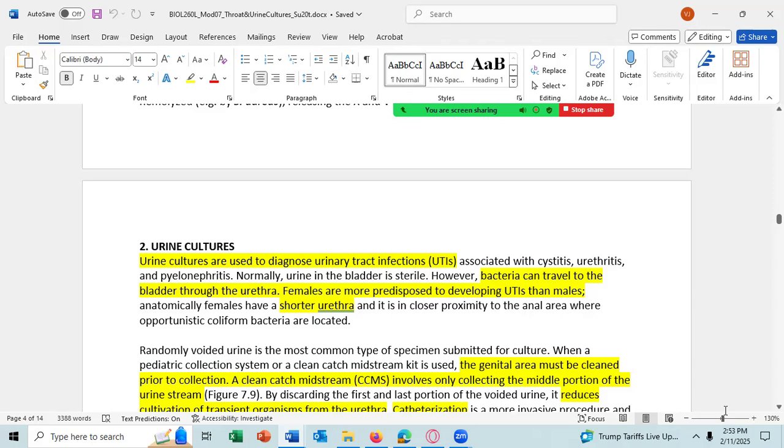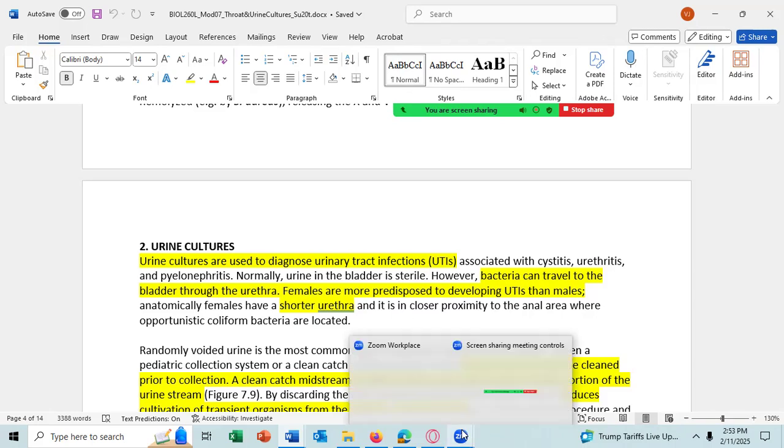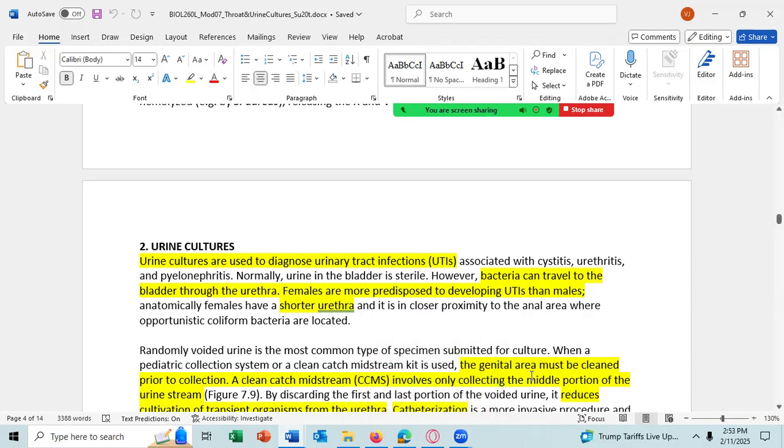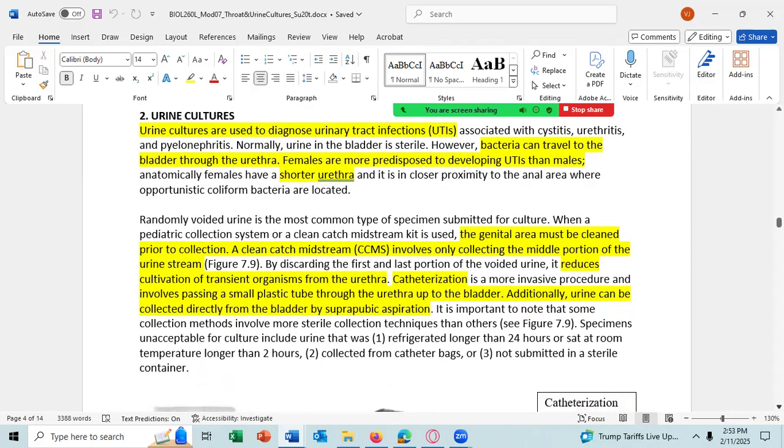To collect a specimen from urine, you clean the genital area prior to collection and then use one of three methods to obtain urine. You can use the clean catch midstream, where the patient starts urinating, and in the middle of the urine stream, they collect the urine. This reduces the cultivation of transient organisms from the urethra. Does not remove them, but does reduce them.